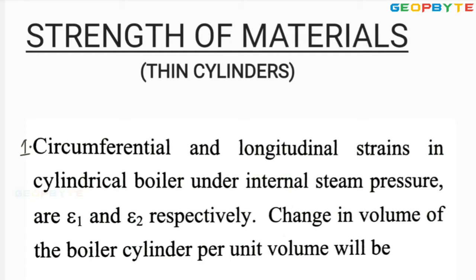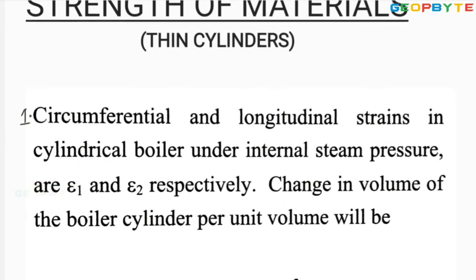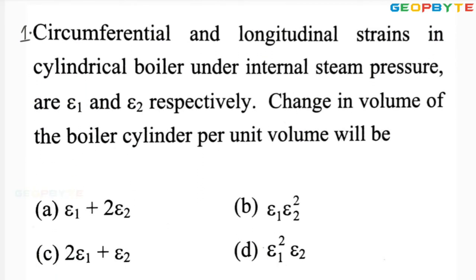Having this introduction, let us start the problem. Very first problem. Look at the very first problem. Circumferential and longitudinal strain in cylindrical boiler under internal steam pressure are epsilon 1 and epsilon 2. So the first given value is the circumferential strain, second given value longitudinal strain.